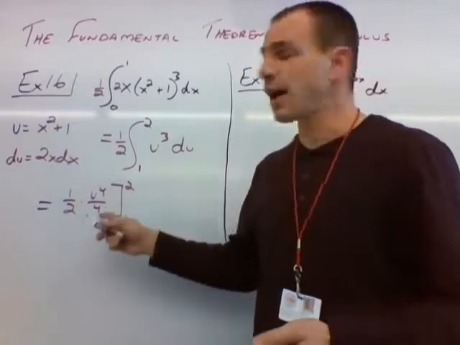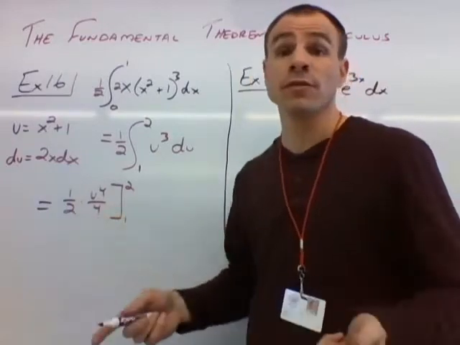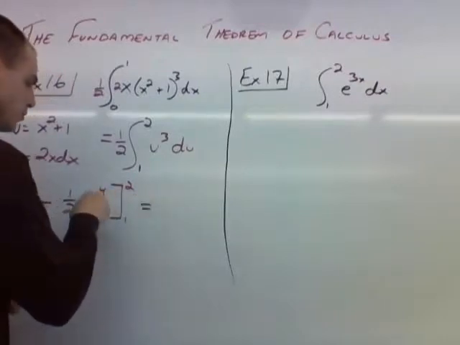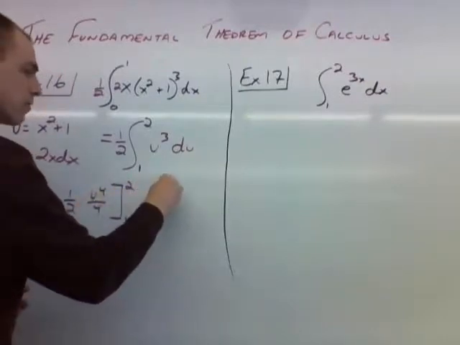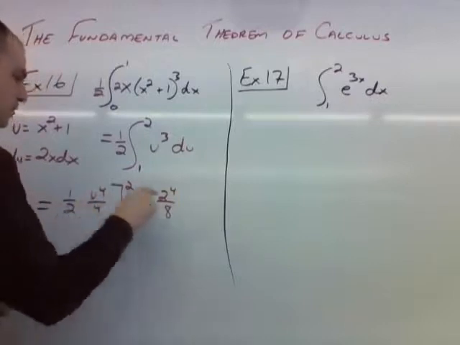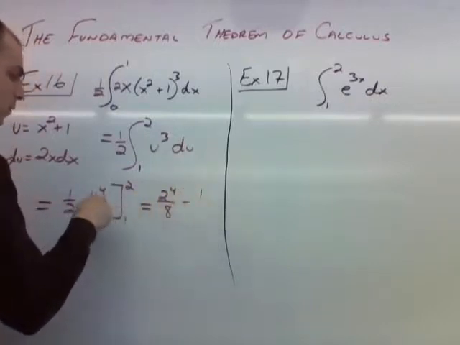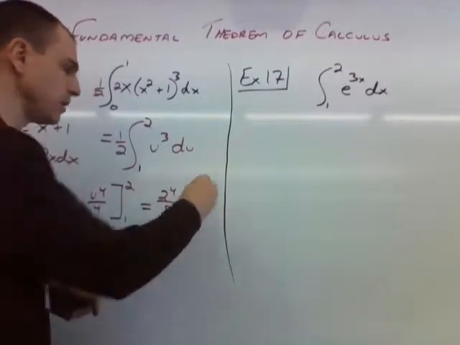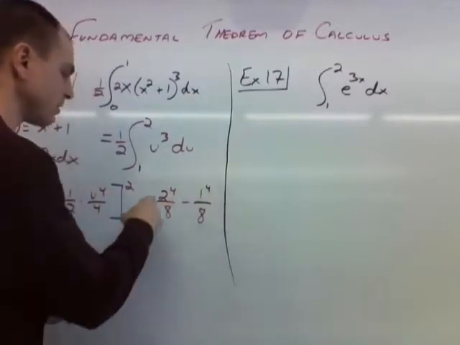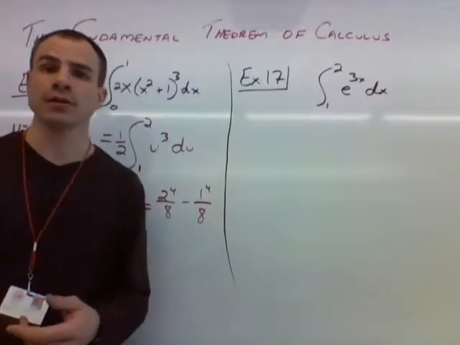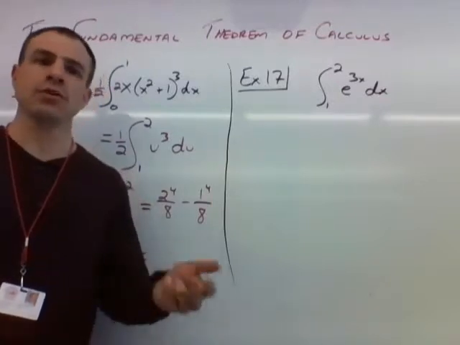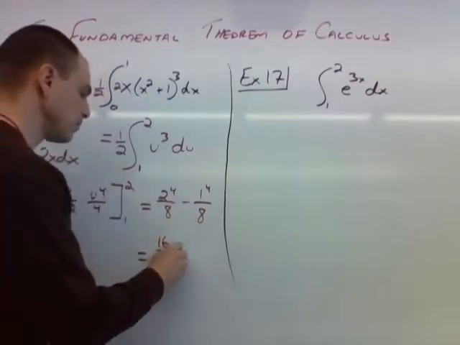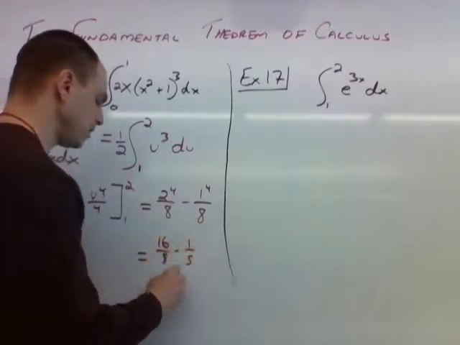Now we see over a half, or over 2 and over 4, so really we're dividing by 8, correct? So what we have here is 2 to the 4th over 8 minus 1 to the 4th over 8. Okay, and that's a correct answer if we don't simplify it. If you choose to simplify it, 2 to the 4th is, what, 16, correct? 2 times 2 times 2 times 2. So we have 16 over 8 minus 1 over 8, which means we have a total of 15 over 8.